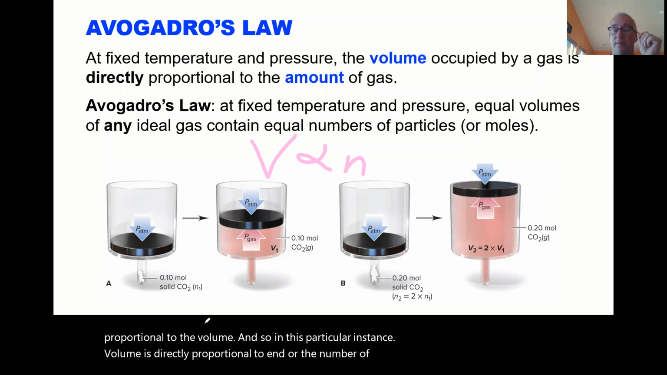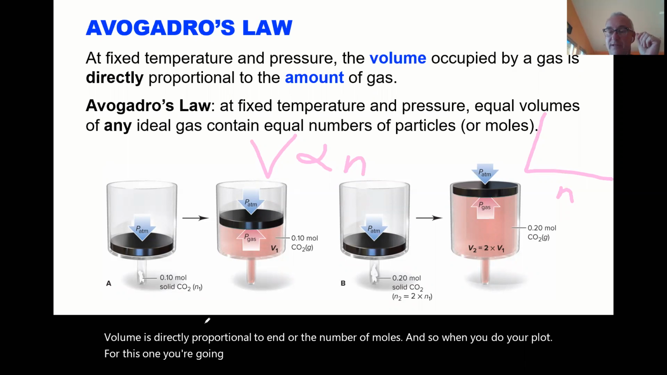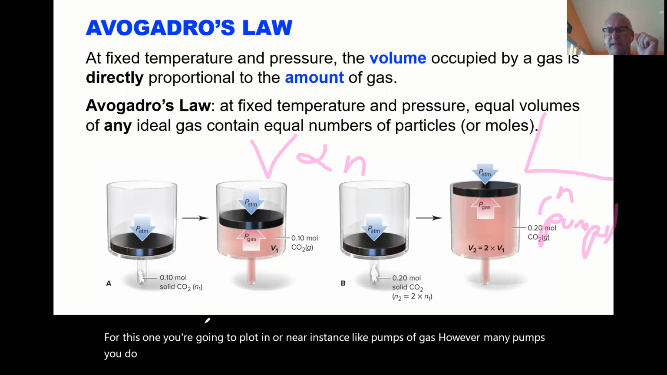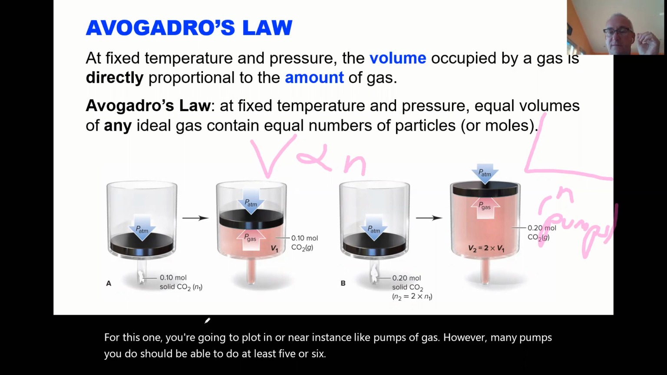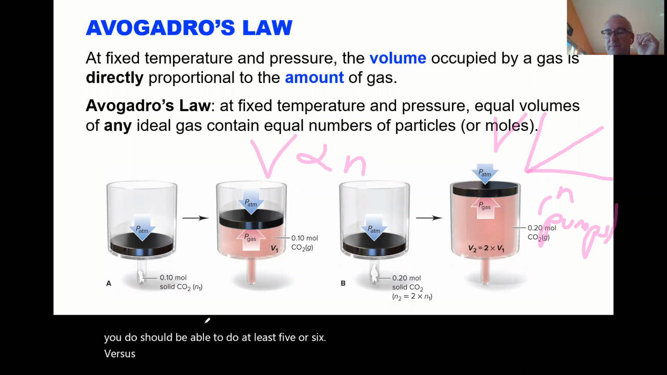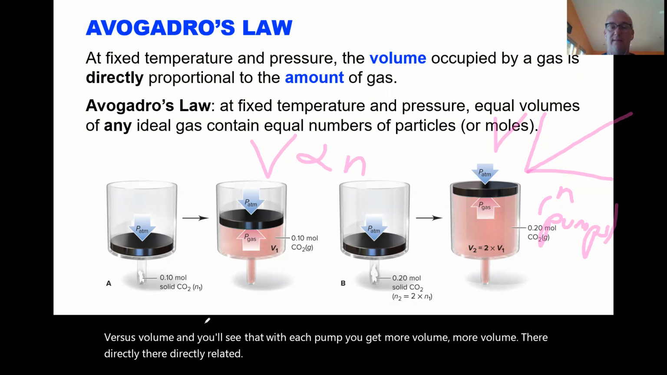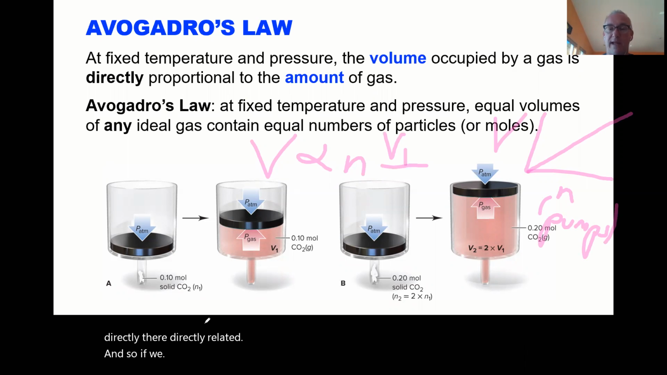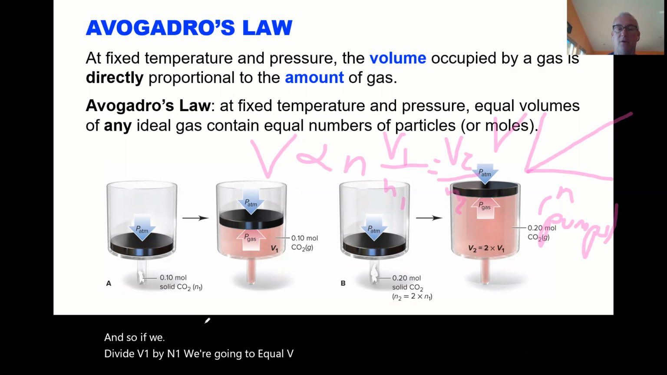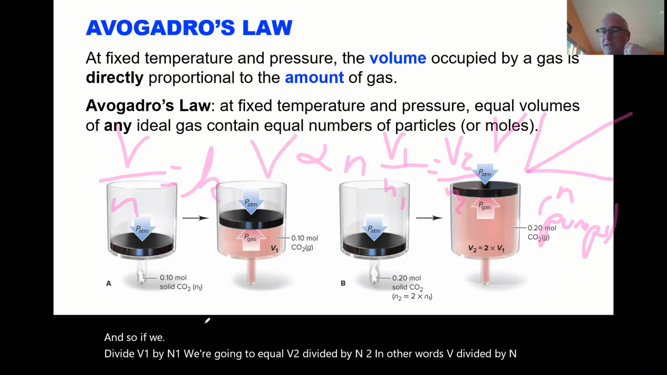And so when you do your plot for this one, you're going to plot N, or in your instance, pumps of gas, however many pumps you do. You should be able to do at least 5 or 6, versus volume. And you'll see that with each pump, you get more volume, and they're directly related. And so if we divide V1 by N1, we're going to equal V2 divided by N2. Or, in other words, V divided by N is also a constant.